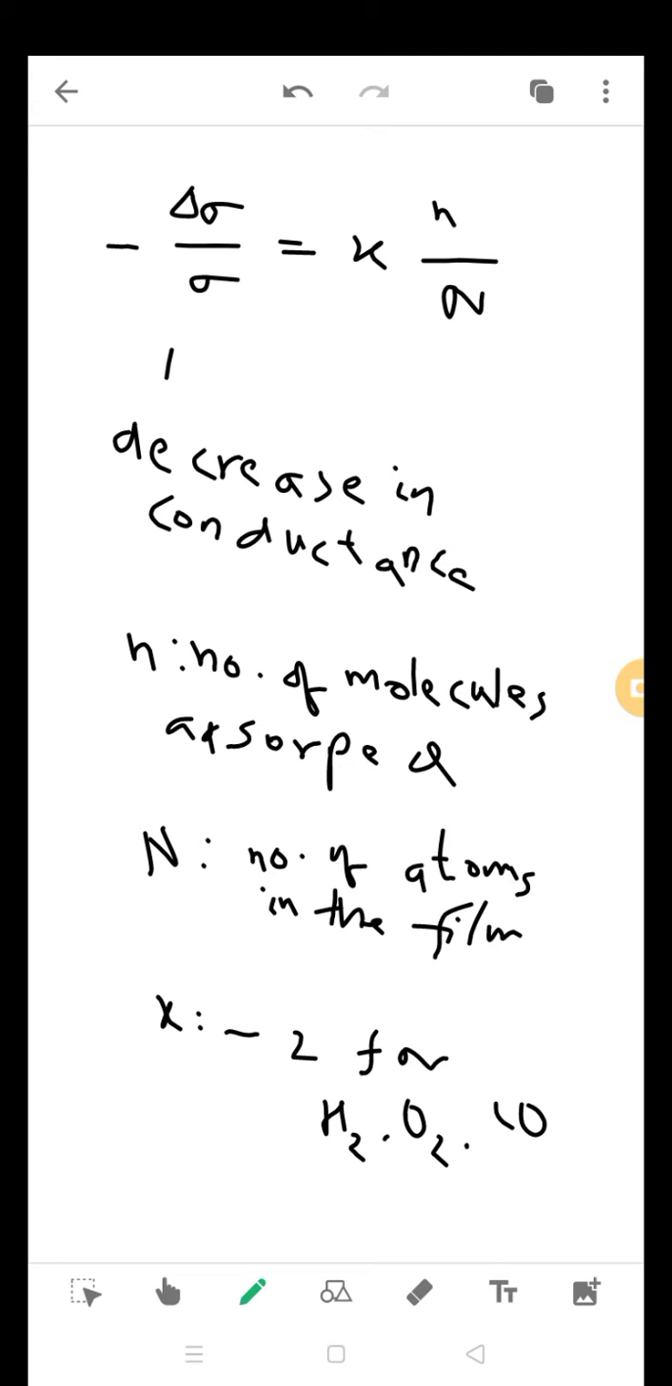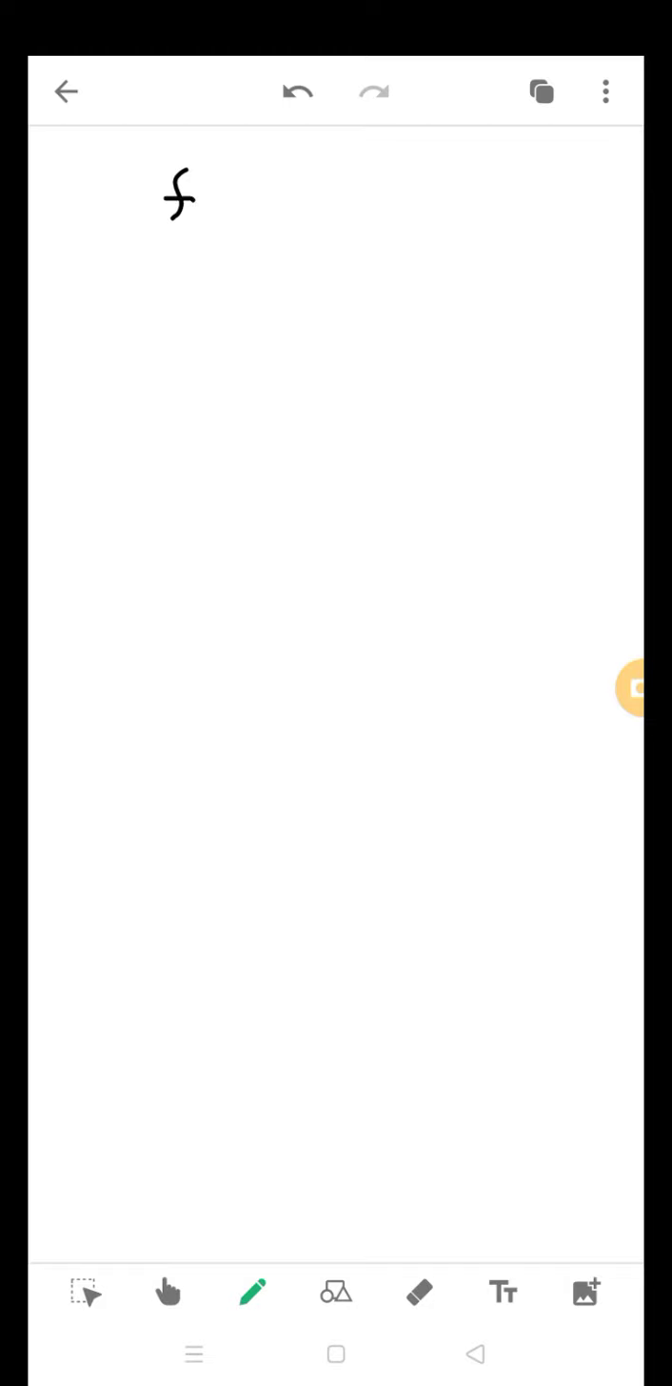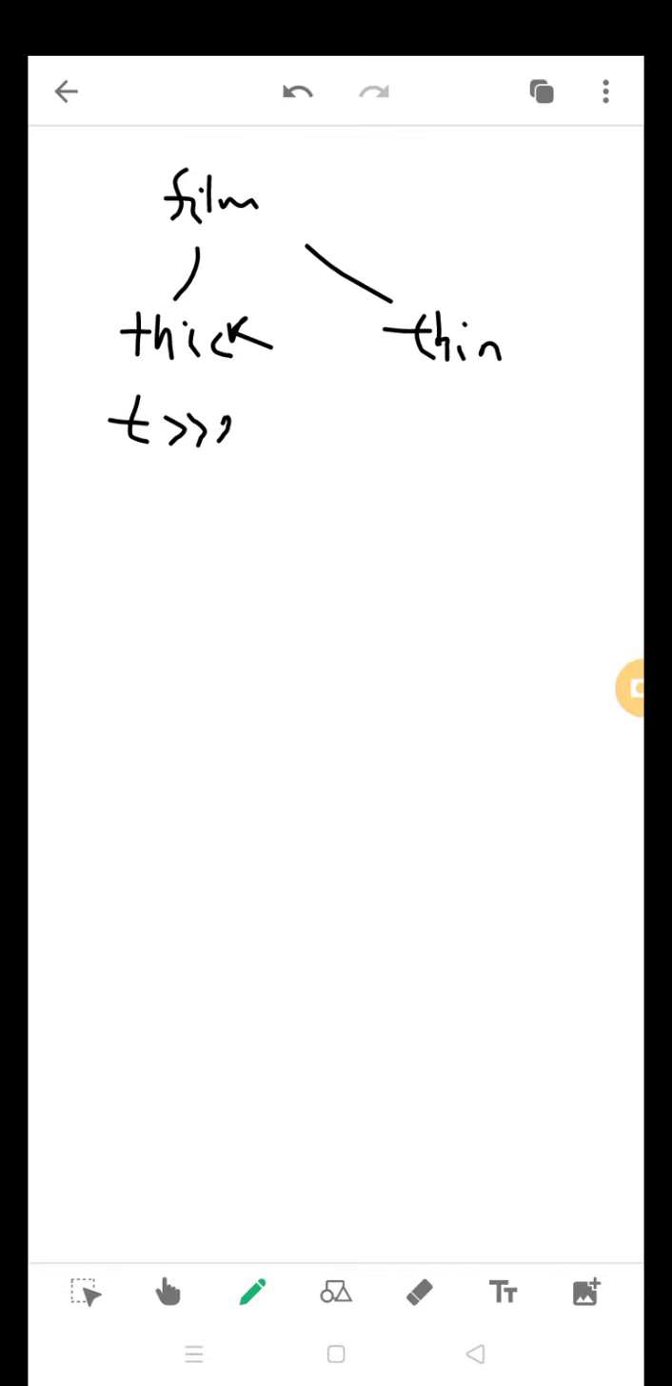Now we can categorize films into two types. We can call it a thick film, and we can call it a thin film. How do we differentiate between a thick film and a thin film? We differentiate by the film thickness T: if it is greater than the mean free path of the electrons, we call it a thick film. On the other hand, if it is less than the mean free path of the electrons, we call it a thin film.